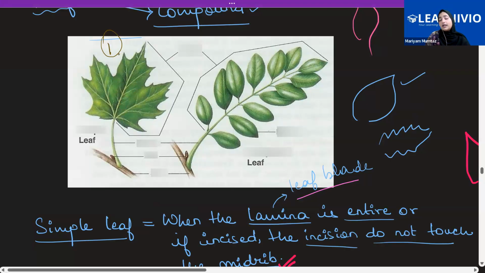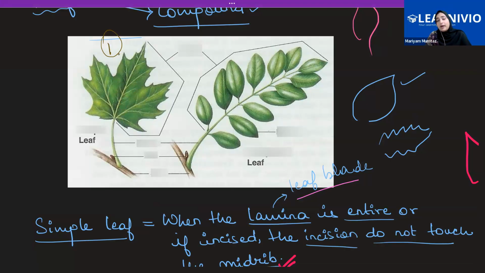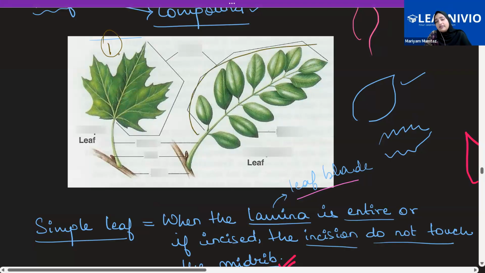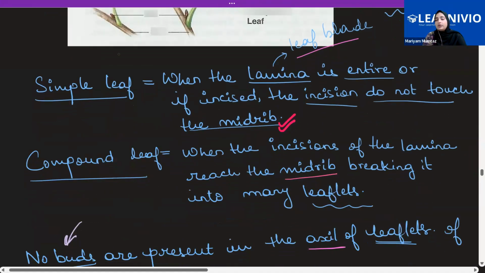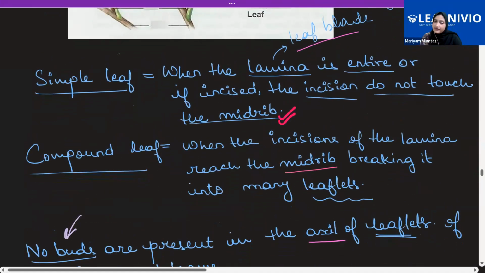After that, there comes a compound leaf. A compound leaf is where a big leaf gets divided into tiny, smaller leaflets. So this kind of leaf is called a compound leaf. Is it clear? The basic difference is clear?